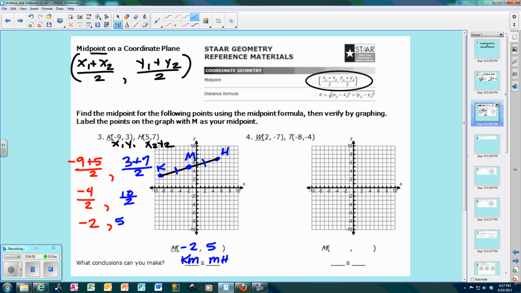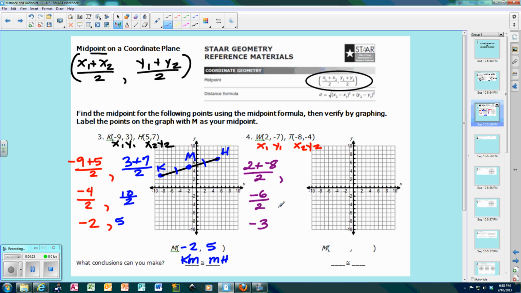So let's try it again. So start out by labeling our points. We have x1, y1, x2, y2, and then let's do the math. Let's add the x's together. So we've got 2 plus -8 divided by 2. Well, 2 plus -8 is -6 divided by 2, which is -3.